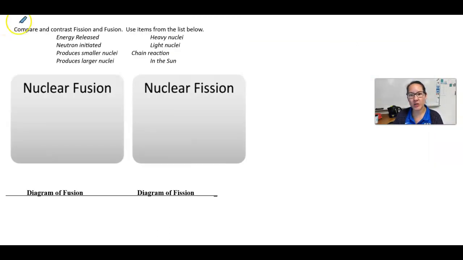So now you're going to do an activity on Canvas where you categorize this information in fusion versus fission, and then answer some questions.